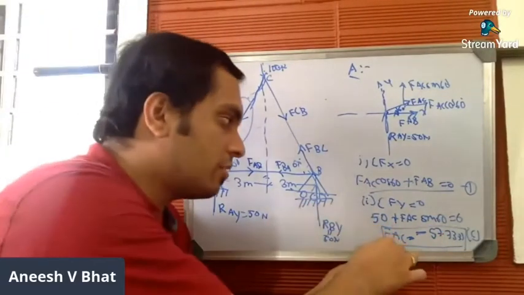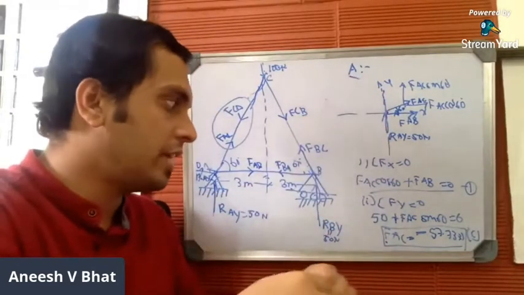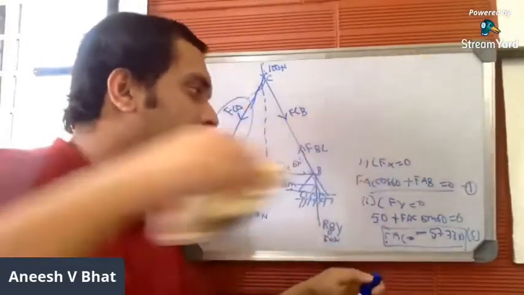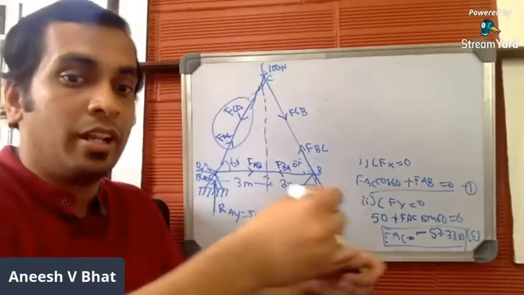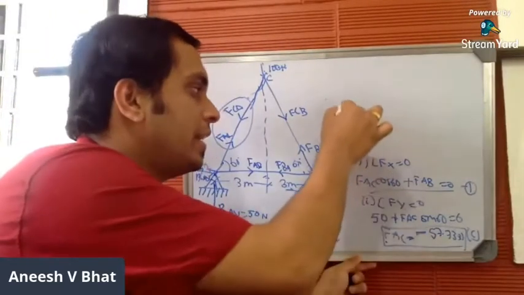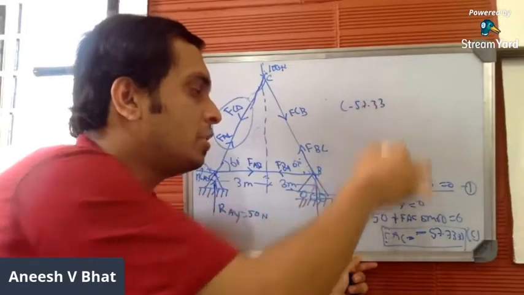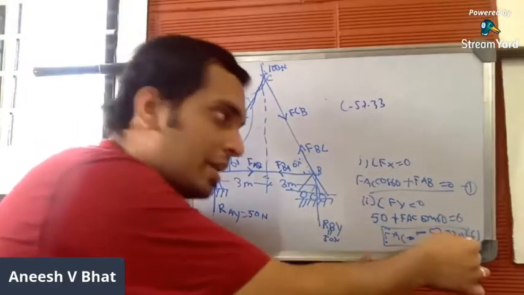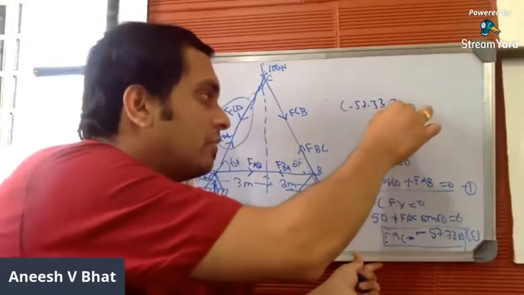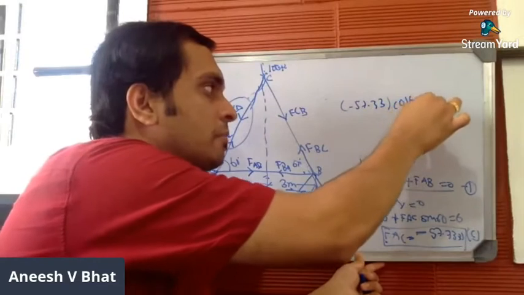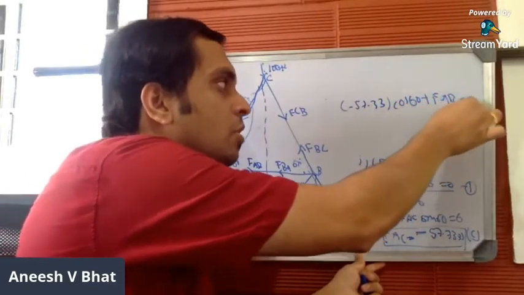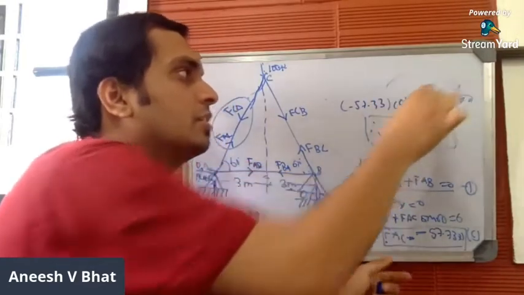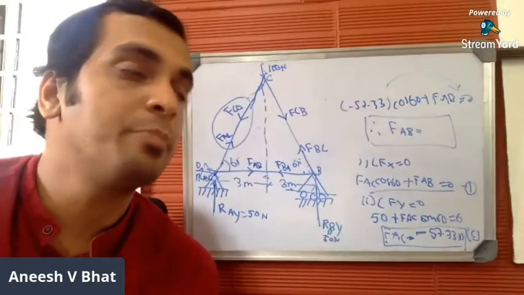Substitute FAC as minus 57.73 in equation 1. Don't change the sign, let it be minus. Even though our assumption is wrong, you have to keep it minus. In the bracket, you can mention it as compressive load. Minus 57.73 cos 60 plus FAB is equal to 0. So therefore, FAB will be a positive answer because this goes to the other side. So FAB is equal to 28.86.